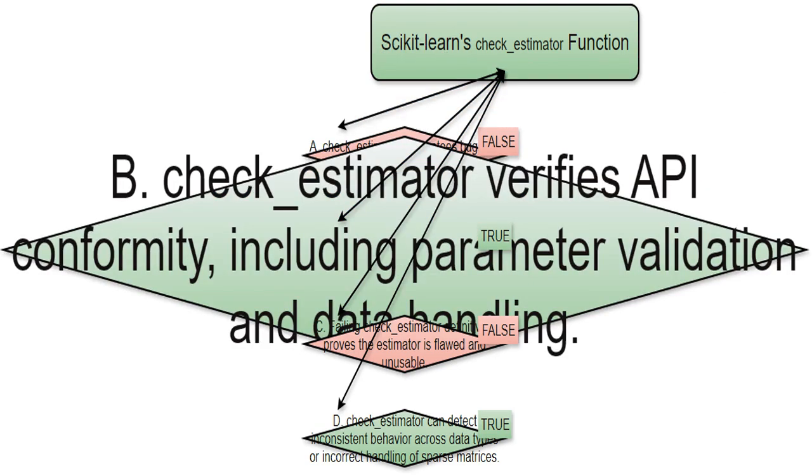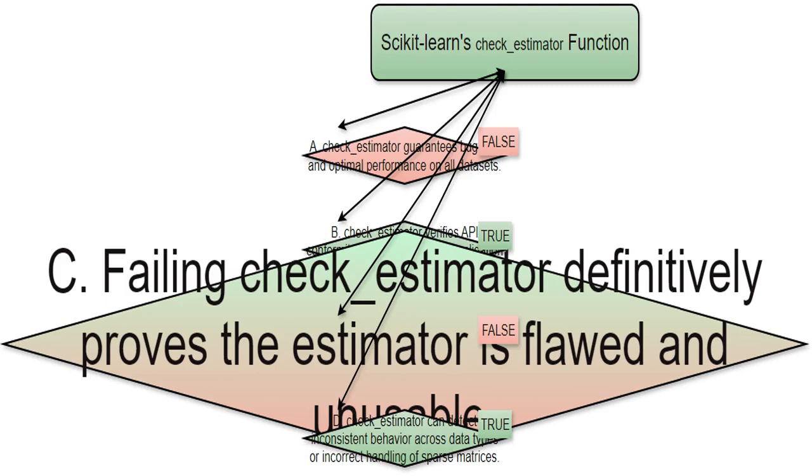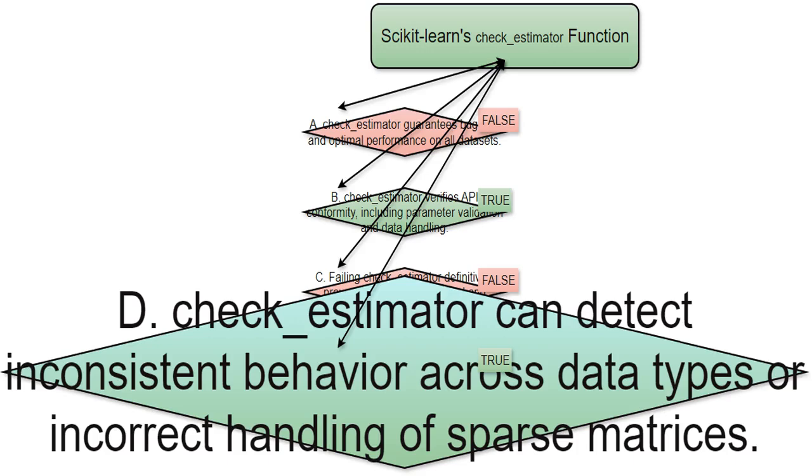Exactly, that's the main job of check_estimator. It makes sure your custom estimator plays nicely with other scikit-learn components by following its rules on parameters and how it handles data. Not necessarily. A failed check points to a potential issue but doesn't automatically mean your estimator is trash. It could just need some tweaking and debugging. You got it. check_estimator checks if your estimator works correctly with various data types, like sparse matrices, making sure it's robust and reliable.